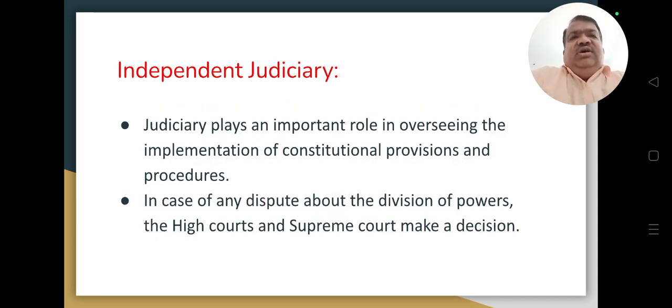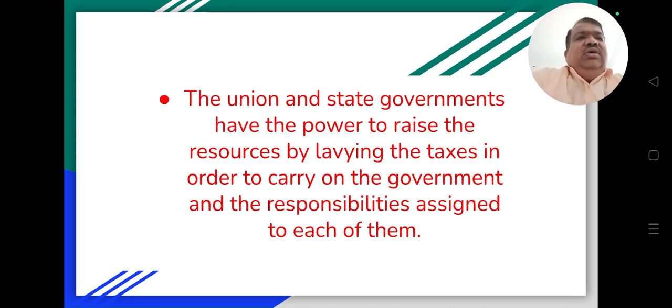And India has an independent judiciary, and the judiciary plays an important role in overseeing the implementation of constitutional provisions and procedures. In case of any dispute about the division of powers, the high courts and the supreme court make a decision. The union and the state governments have the power to raise resources by levying taxes in order to carry on the government and the responsibilities assigned to each one of them.